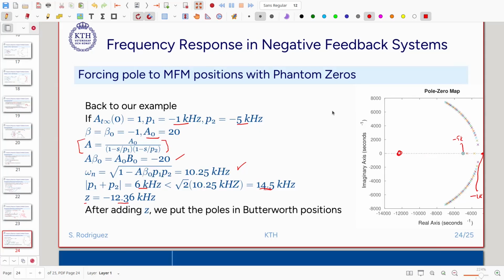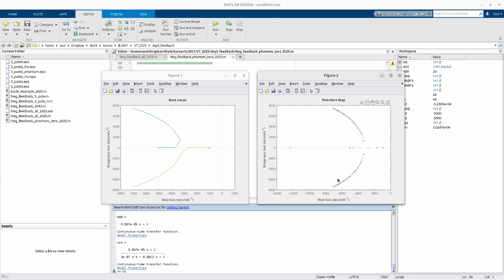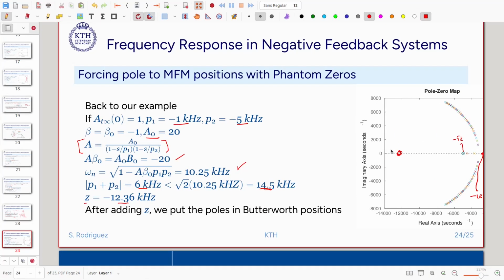And then according to our calculation, the achievable bandwidth was 10.25 kilohertz, and then we have that our positions here are around -7.5 plus or minus 7.5. Okay, which is exactly what it is supposed to be, because the distance from the origin, this vector, should be exactly 10 kilohertz in magnitude.